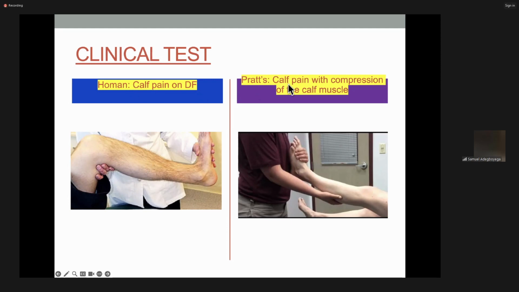That's Homan. With Pratt, you are elevating the leg and compressing the calf muscle, and if you have pain there, that's Pratt. The way I remember this is just like your computer, PC: Pratt's compression of the calf, whereby Homan is the opposite, dorsiflexion of the ankle that will cause pain in the calf area. So you need to know that. So you're right. Are you elevating the leg? Yes. Okay. With Homan, you are dorsiflexing. With Pratt, you are compressing the calf muscle.